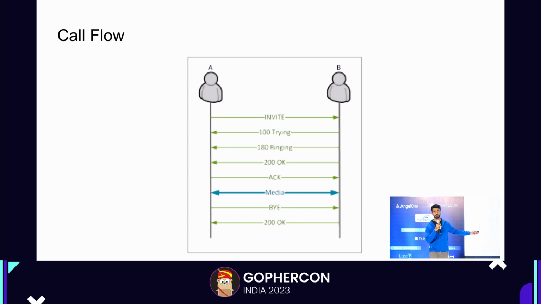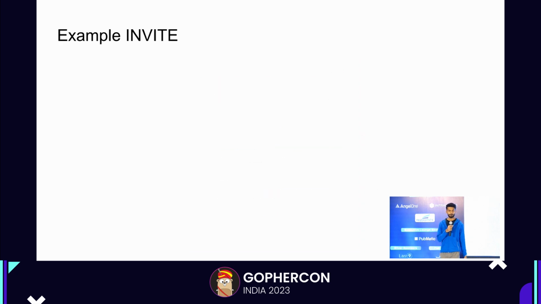Okay, so this is what a call flow looks like. It's kind of like a TCP handshake. A sends an INVITE, and B acknowledges it with a 200 OK, and A says, okay, I understood that you got the call, and then the media starts. And finally, one of them sends a BYE, and it's acknowledged with a 200 OK.